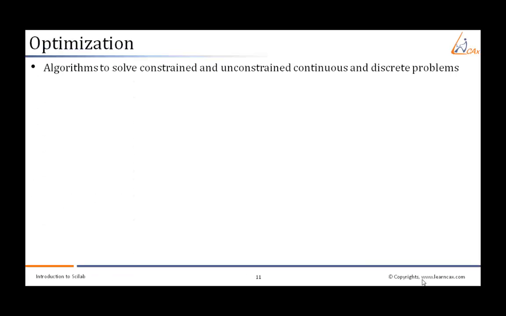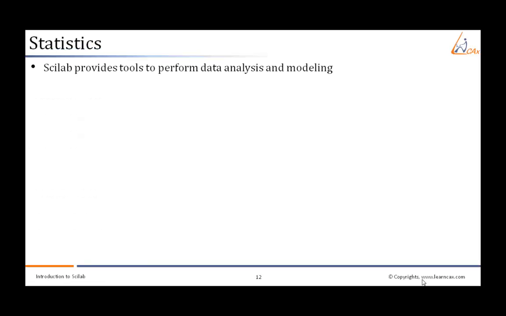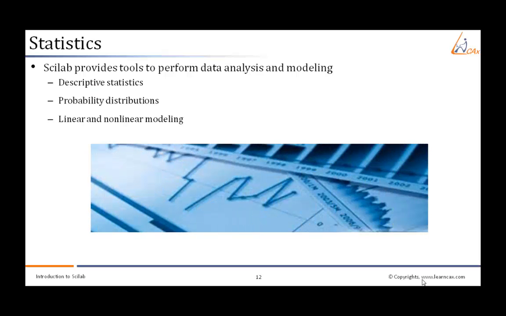If you want to do optimization using Scilab, there are algorithms to solve constrained and unconstrained continuous and discrete problems. We can do non-linear, quadratic, non-linear least square optimization, semi-definite programming, genetic algorithms, simulated annealing, and linear matrix inequalities can be solved. In statistics, Scilab provides tools to perform data analysis and modeling. We can do descriptive statistics, probability distributions, linear and non-linear modeling.